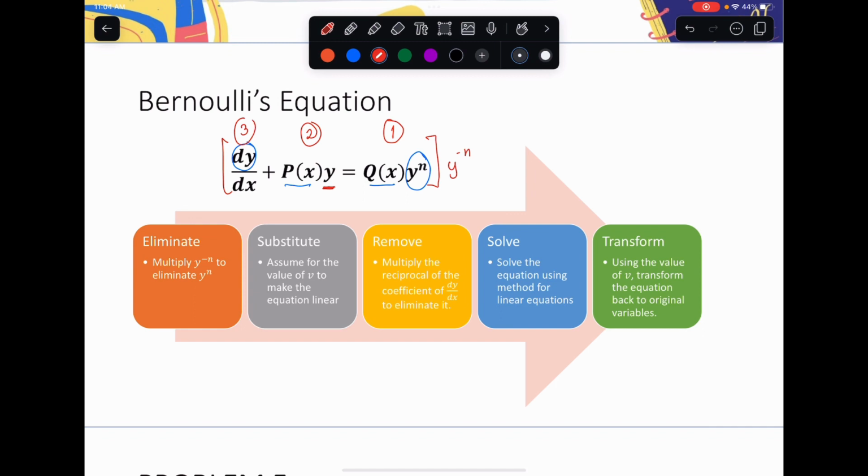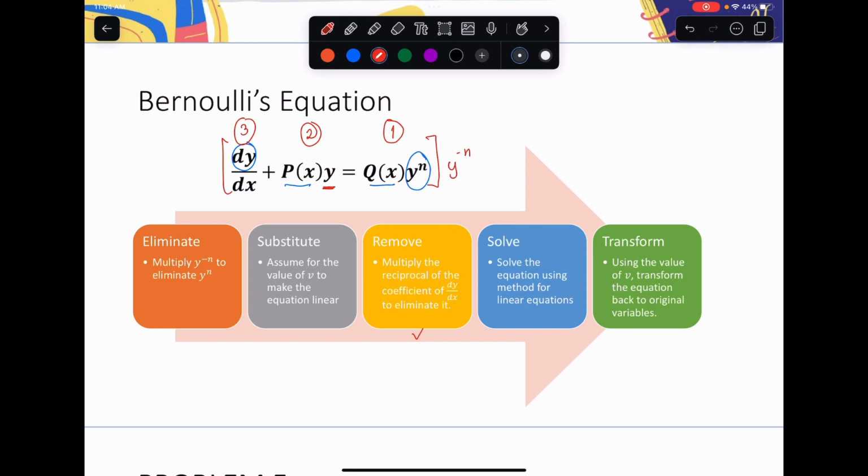And then for the third step, we multiply by the reciprocal of the coefficient of dy over dx to eliminate it. Meaning whatever the numerical coefficient of dy over dx is, we need to multiply by the reciprocal of that, so as to make this one simply dy over dx or dx over dy. We cannot proceed to the method for linear equation until the numerical coefficient of dy over dx is 1.